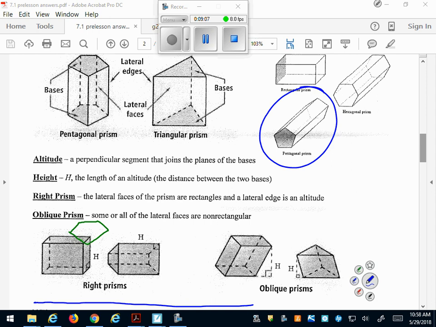Want to come draw it? Where's the height? Yep. This is the height.